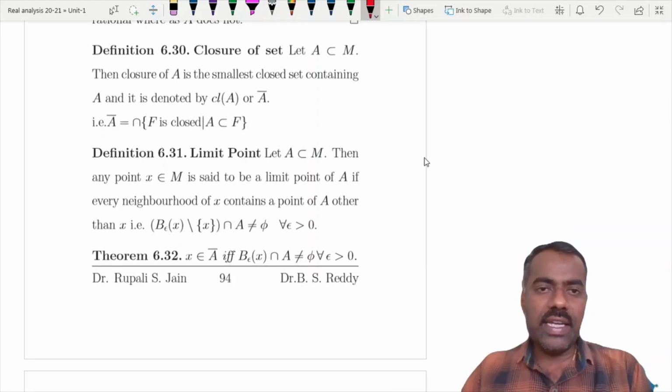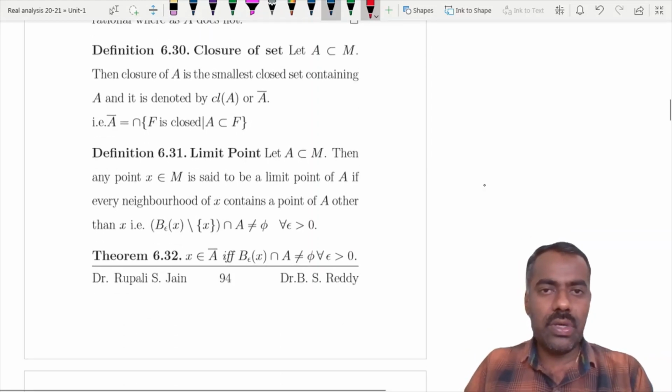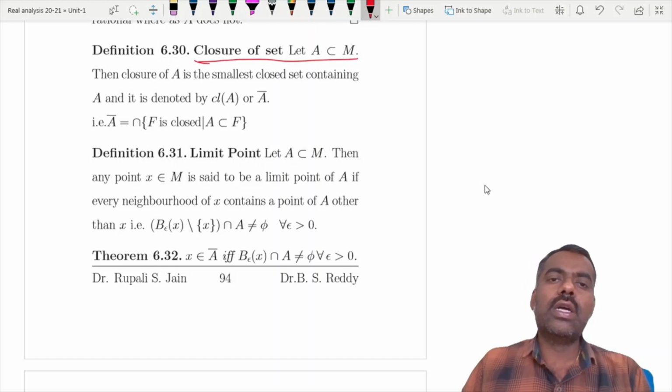This is about the interior of a set. Now we come to the exterior of a set. Sorry, not exterior, the closure of a set. We'll come to exterior or boundary later. So, the closure of a set.